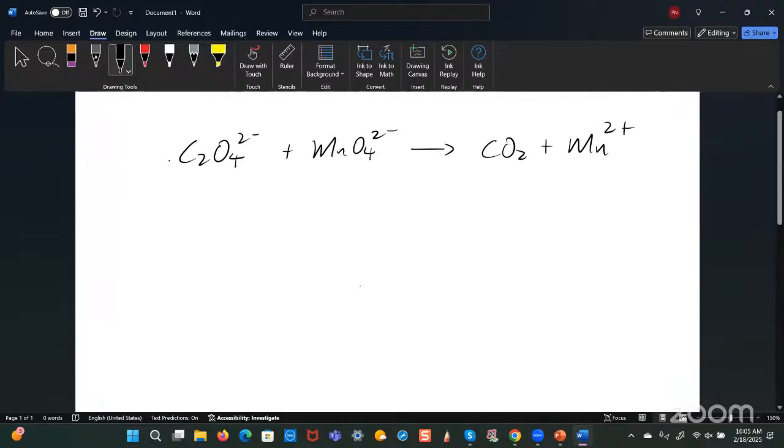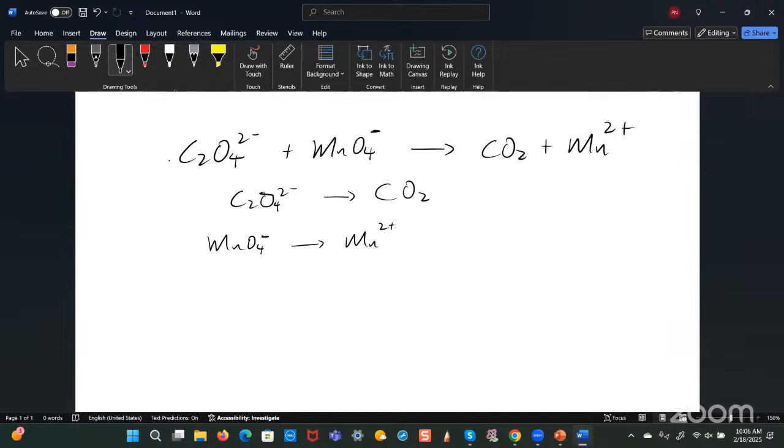And you're asked to balance it, right? So if you recall, the first step in this process is that we separate this equation into 2 half equations. So one half equation in this case would be C2O4 2 minus to form CO2. And the other half equation would be MnO4, oh, shoot, this should be minus, I'm sorry, not 2 minus. So this is MnO4 minus to form Mn2 plus. All right? So that's the first step. We separate the equation into 2 half equations.